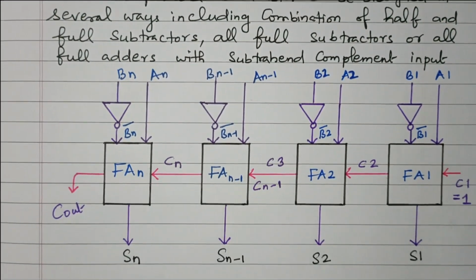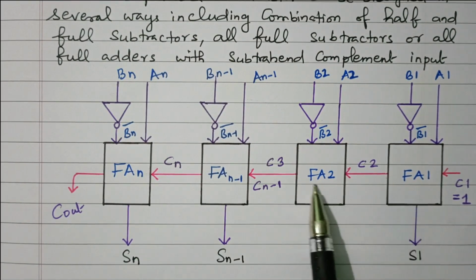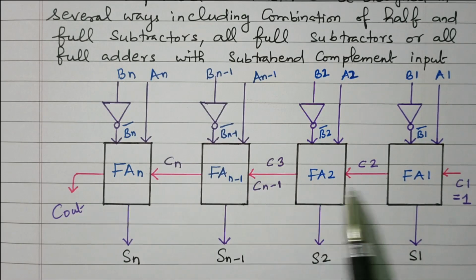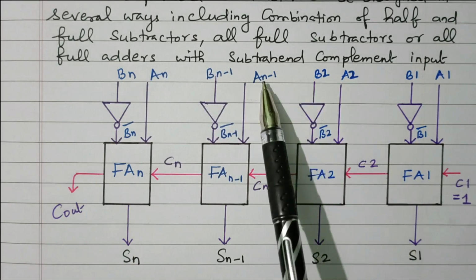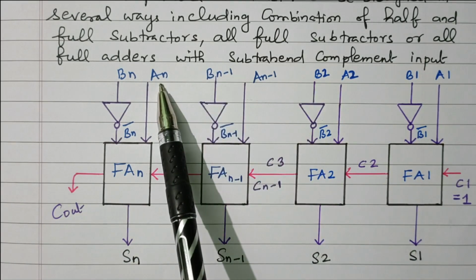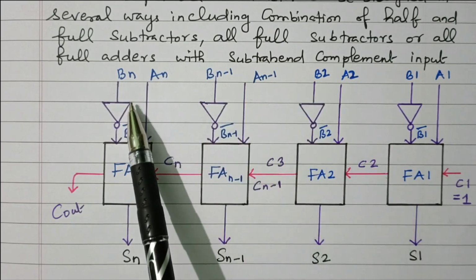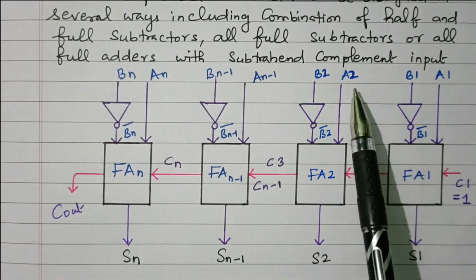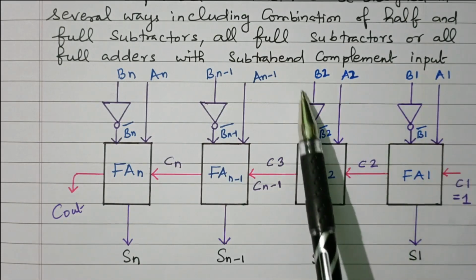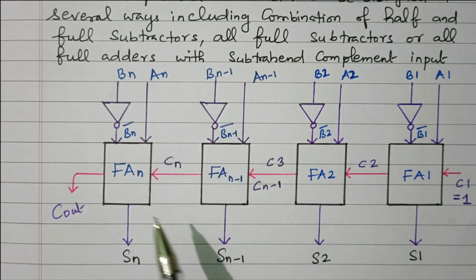So this is the logic diagram of the n-bit parallel subtractor using full adders. Here full adder 1, 2 up to n is there, for n bit data. A1, A2, up to An minus 1, An are the bits of the first number. B1, B2 up to Bn are the bits of the second number. So A1 and B1 are correspondingly added. Similarly A2 and B2 are added. Like that, in parallel we are doing the subtraction operation.